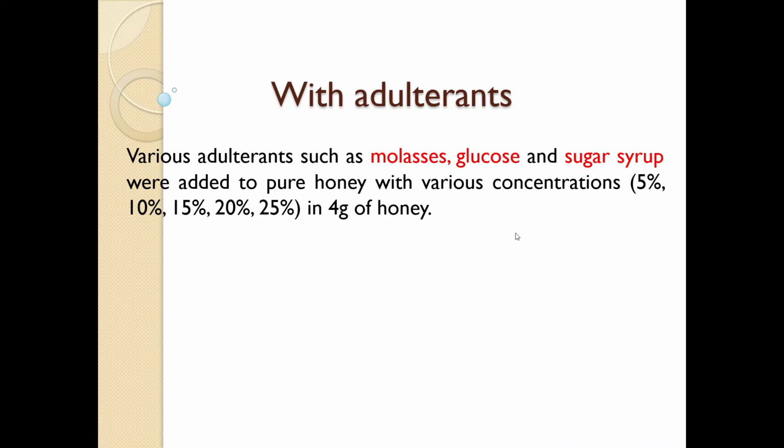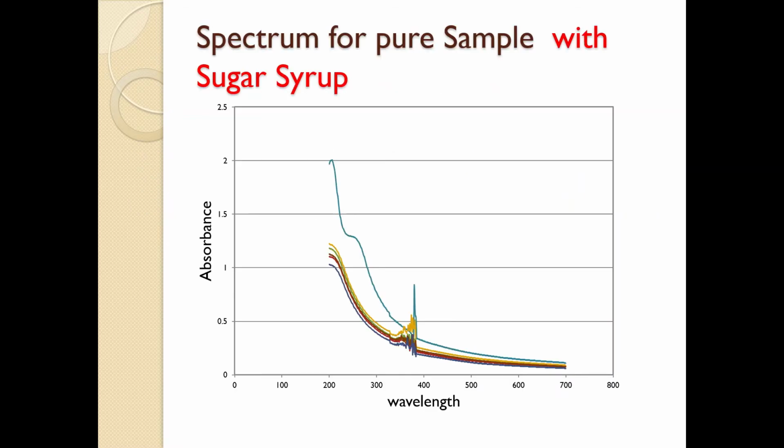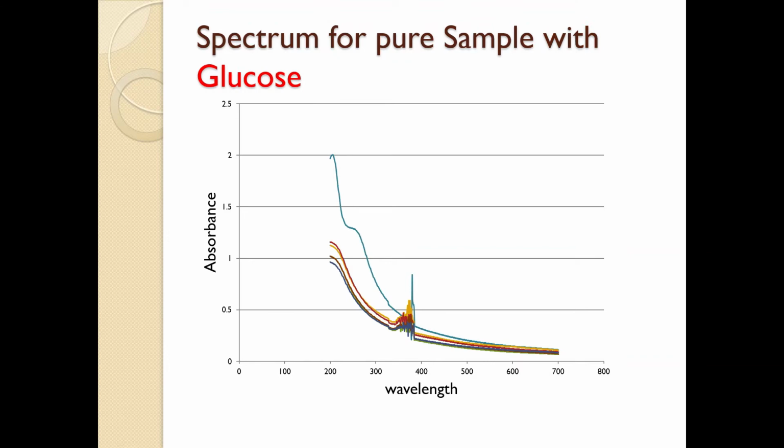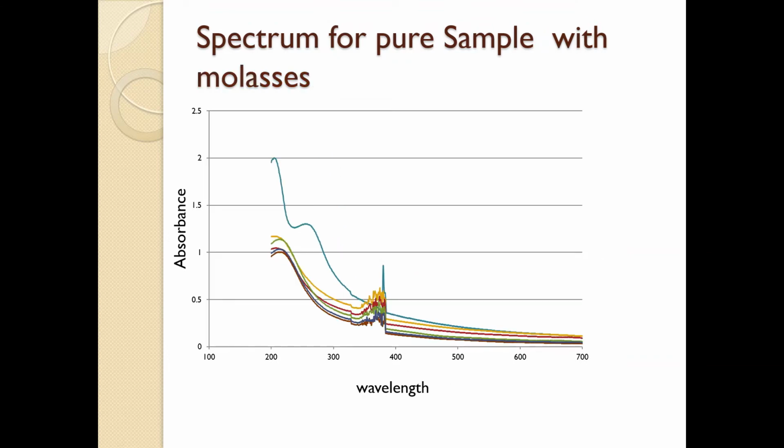After getting the spectrum for pure honey, we add adulterants such as molasses, glucose, and sugar syrup in various concentrations. For that, we obtained a spectrum of wavelength versus absorbance. Here we can distinguish pure honey from adulterants. And this is a spectrum for glucose and similarly for molasses.